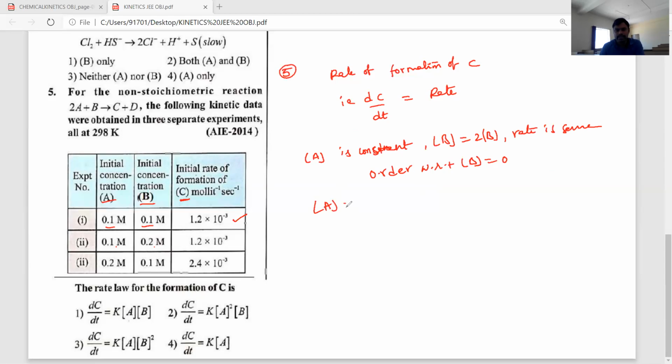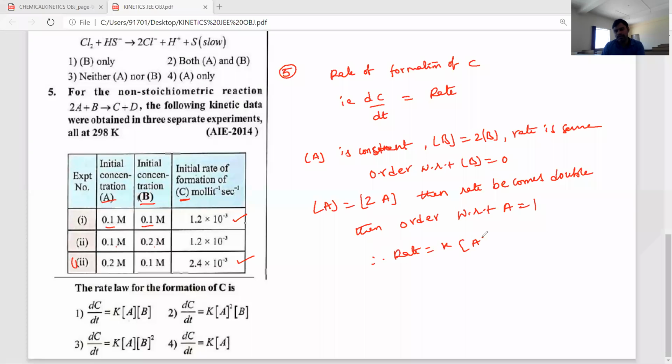Okay, if the concentration of A is increased two times to 2A, then the rate becomes double. From the third data, the rate becomes double, so the order with respect to A is equal to 1. Therefore, rate is equal to K into A to the power 1. The rate is nothing but the rate of formation of C. Therefore, dC by dt is equal to K into concentration of A. So the answer is the fourth one.